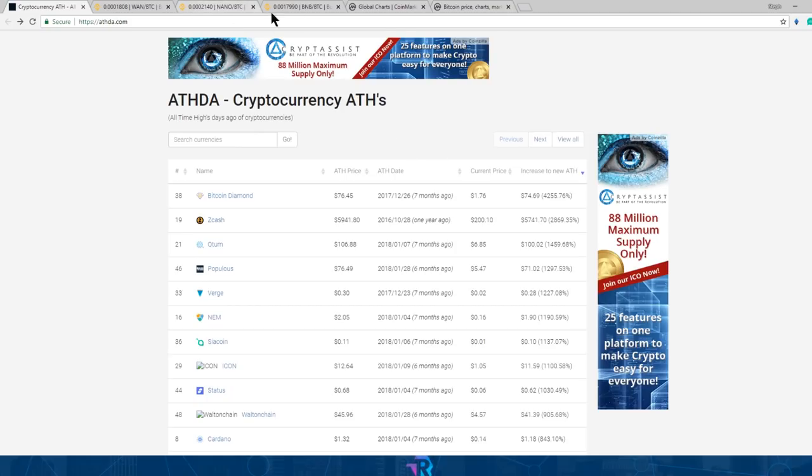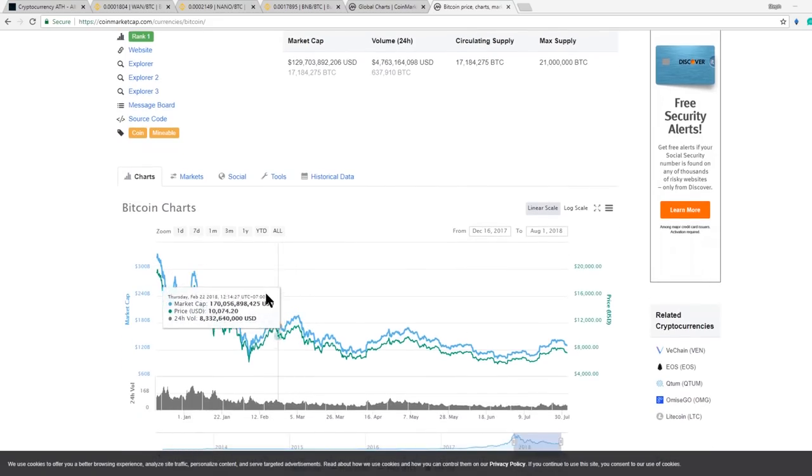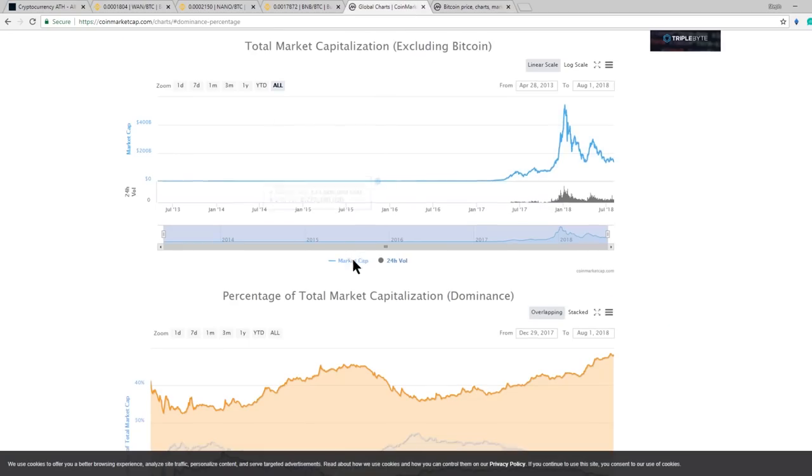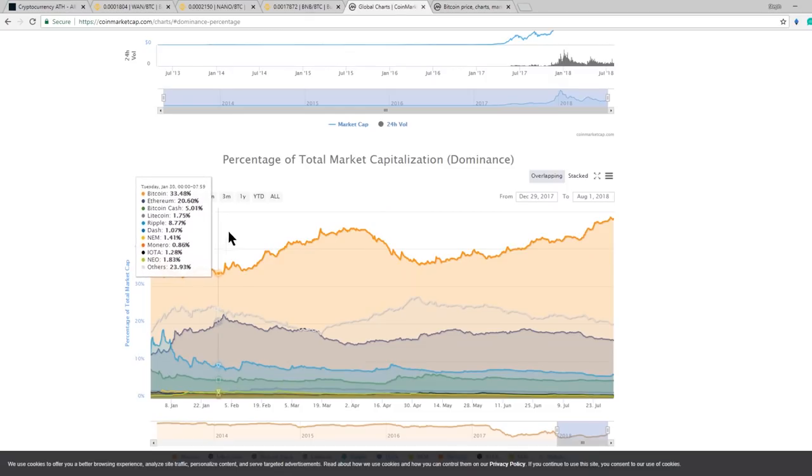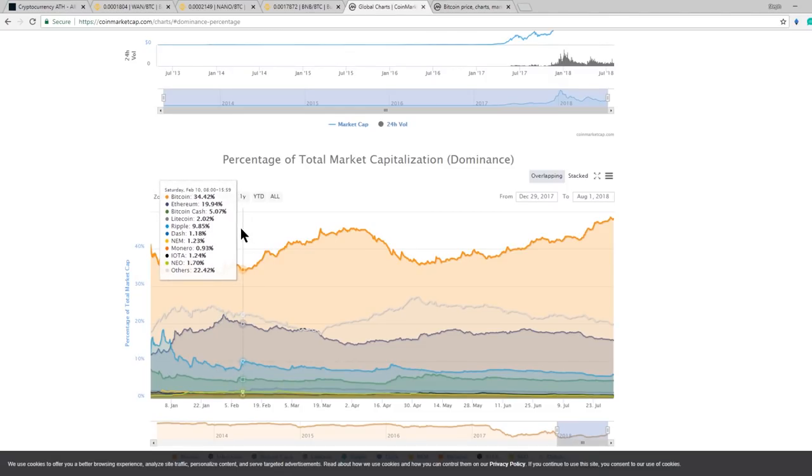But let's take a look at why I think altcoins will recover very soon. The first time Bitcoin hit that really low of around $6,000, it was around February 5th. And on February 5th, you can see that the dominance of Bitcoin was around 35%. So there was still a lot of volume in the market. The coins were still really pushed up quite high, and Bitcoin dominance was at 36%.